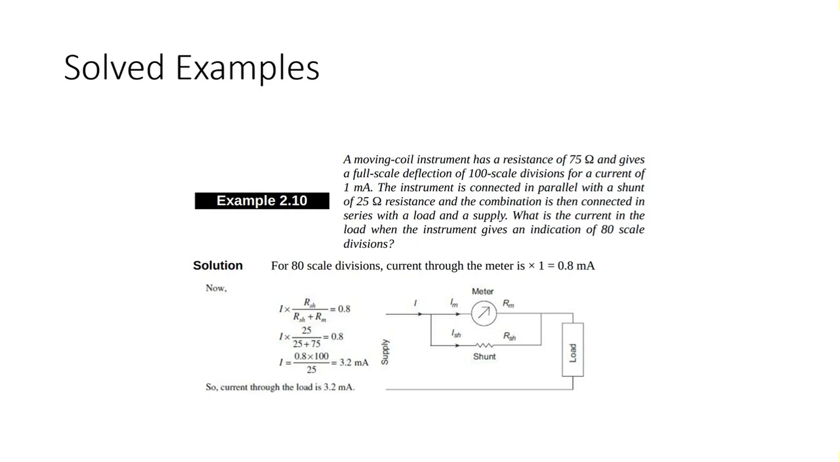Now, this is another example. In this example, it is stated that a PMMC has a resistance of 75 ohm.